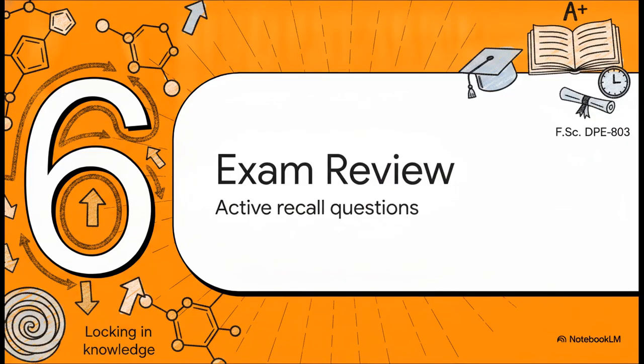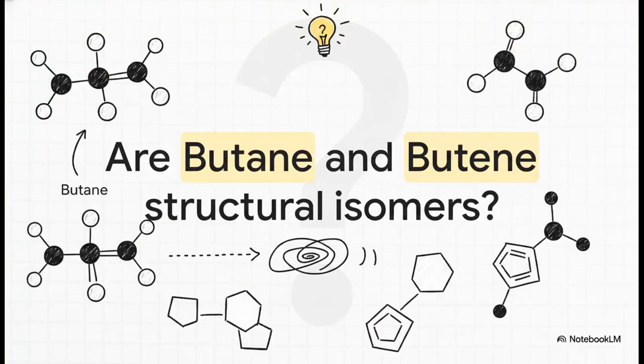Section 6. High-yield example. Time to lock this in. Here's our first practice question. True or false? Butane, which is C4H10, and butene, which is C4H8, are structural isomers. Take just a second to think about this before I give it away. Ask yourself, what actually defines an isomer?